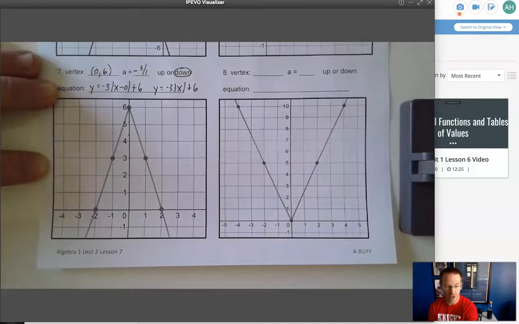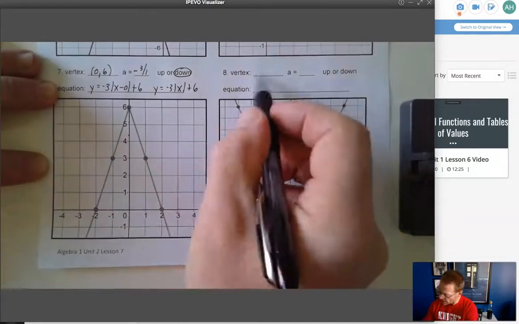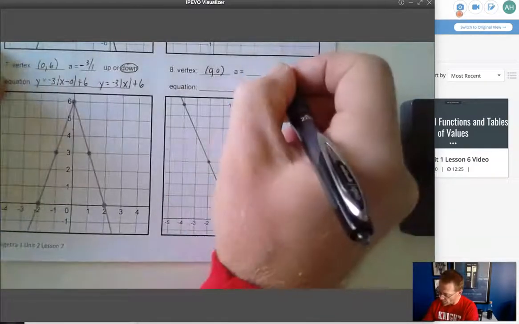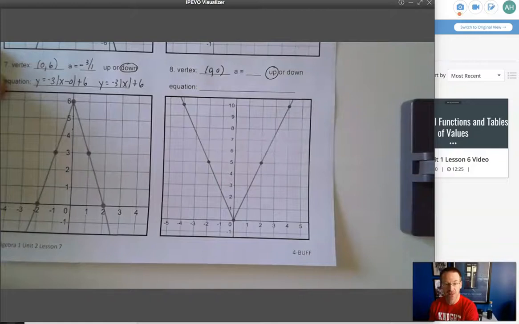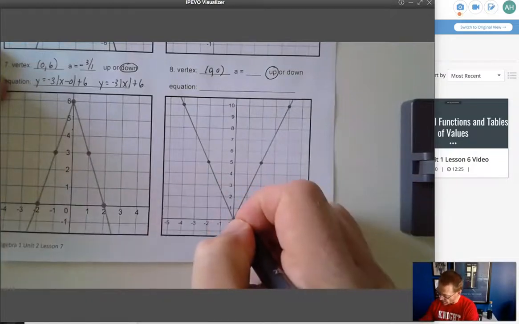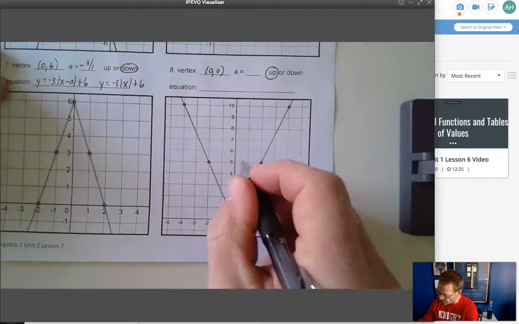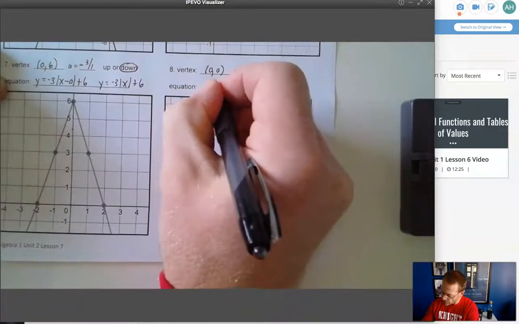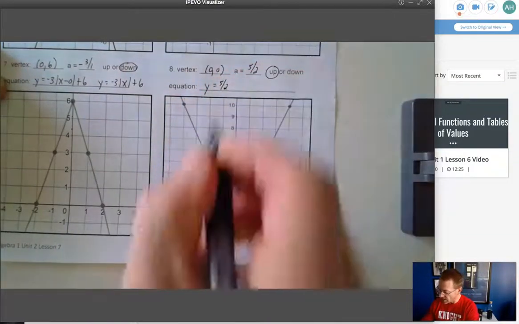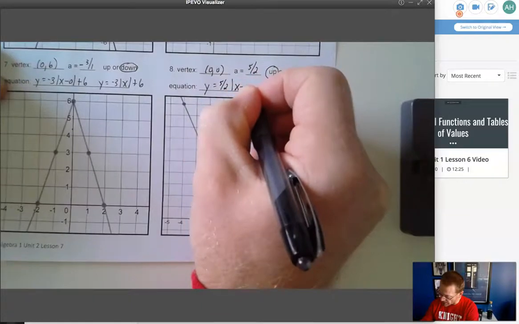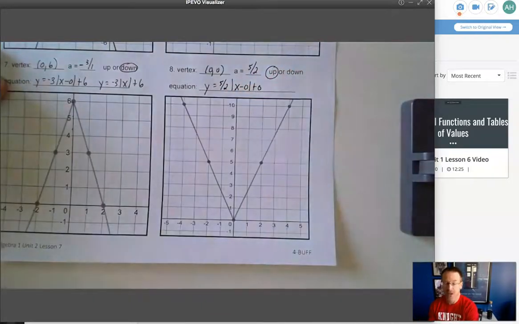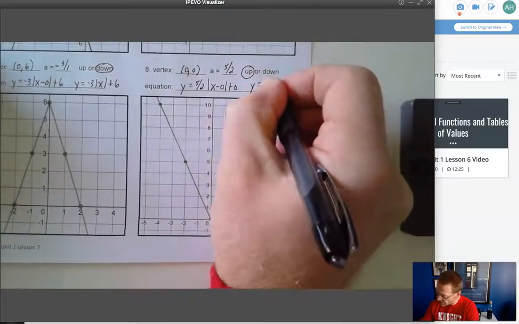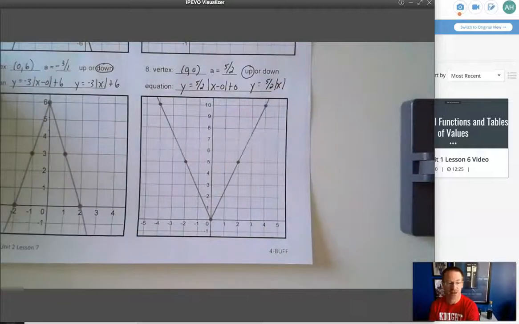Let's wrap up with one last problem here. When I look at my vertex here, it is (0, 0). We open up, so we know we're going to have a positive a value. Let's find that with our rise over run: up 1, 2, 3, 4, 5 to the right 1, 2. And so then y would equal 5 over 2, and then once again we have x minus 0 plus 0. That is technically correct, but you won't see all those zeros. What you would see is the 5 over 2 out front, and then just the absolute value of x like that.